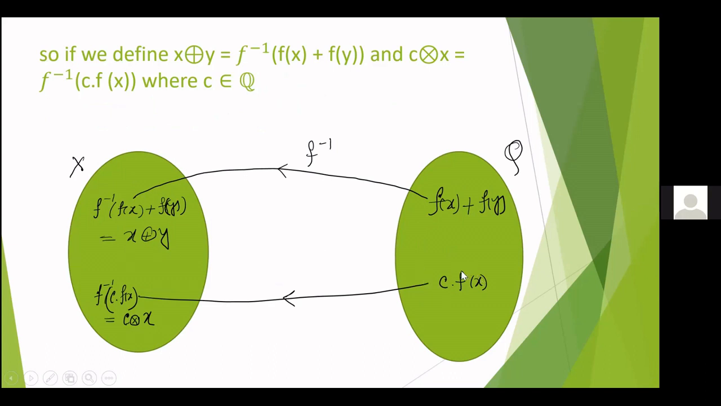And if c belongs to Q, then c dot Fx must belong to Q, because Q is a vector space. And similarly, there will be a pre-image of c dot Fx in X, that is F inverse of (c dot Fx), and we name it c dot x, or scalar multiplication with x. So please remember these two forms.